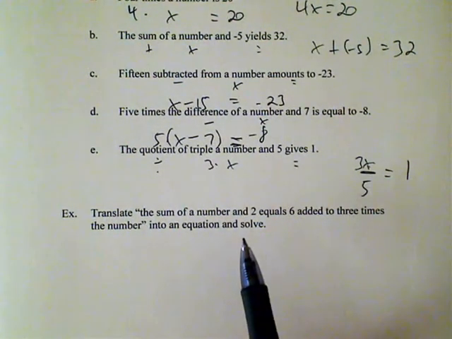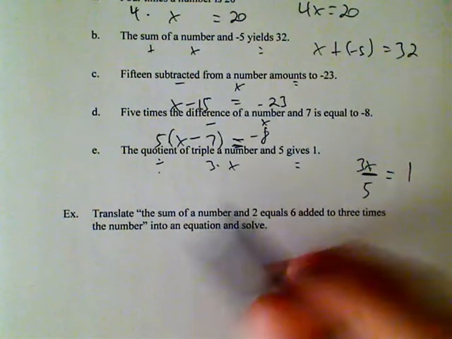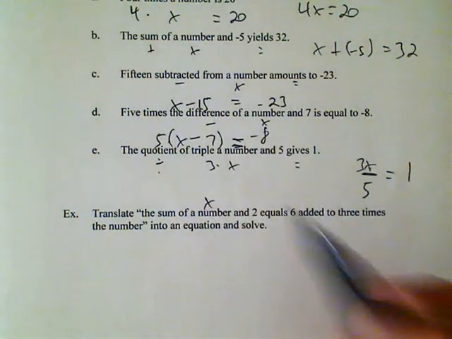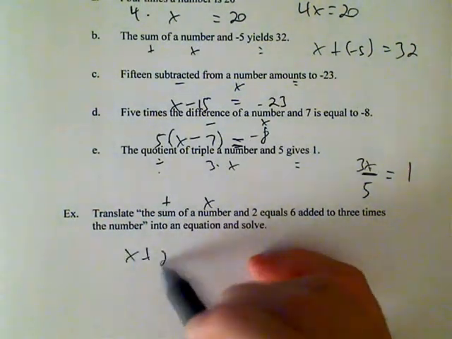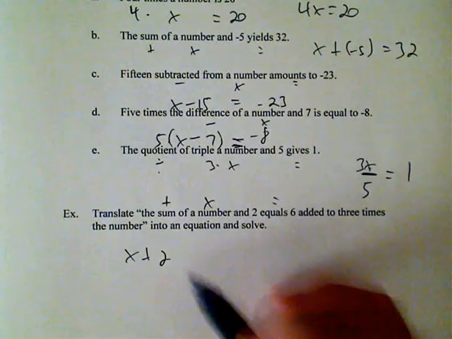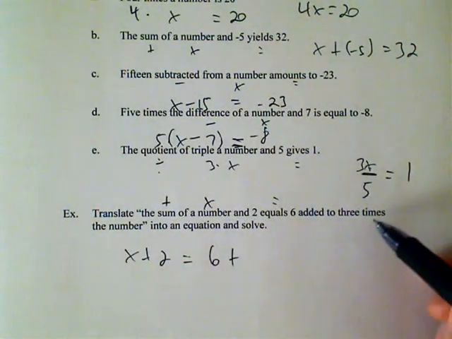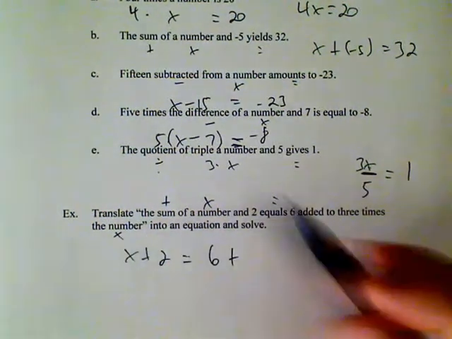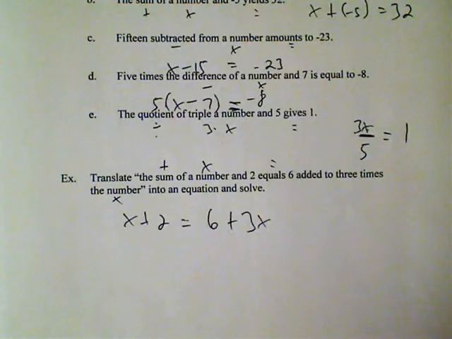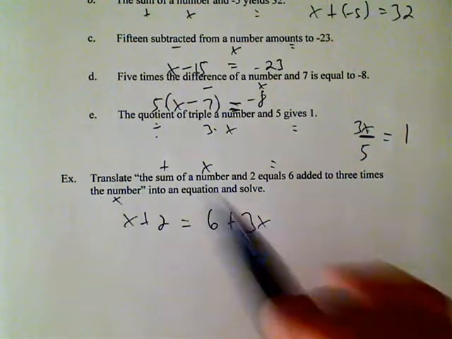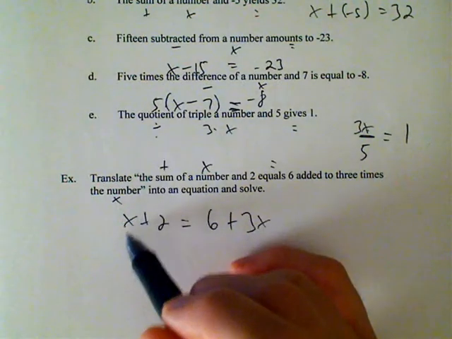Now this last one on this page, we're actually going to solve it out completely. First we're going to translate it and then we're going to solve it. Here we go. The sum of a number and 2, stop right there. We're going to use x for the number. Sum means add, so that means we're going to take x plus 2 equals 6 added to 3 times the number. We're using x for the number. 3 times the number is 3x. That's our equation we're going to solve.